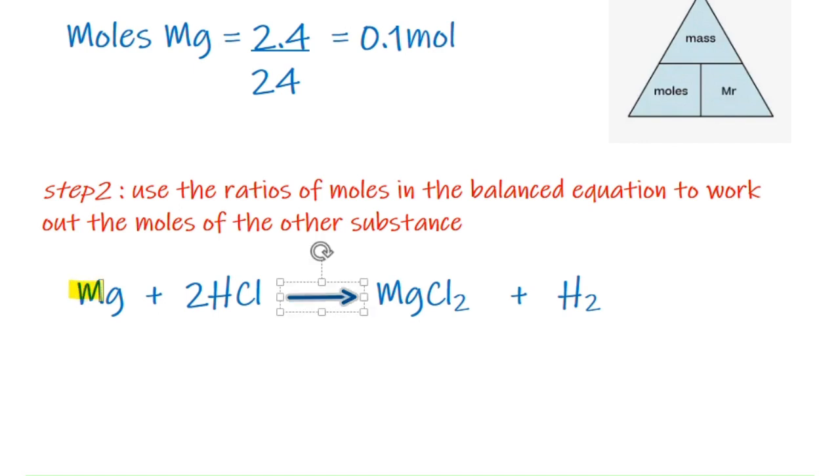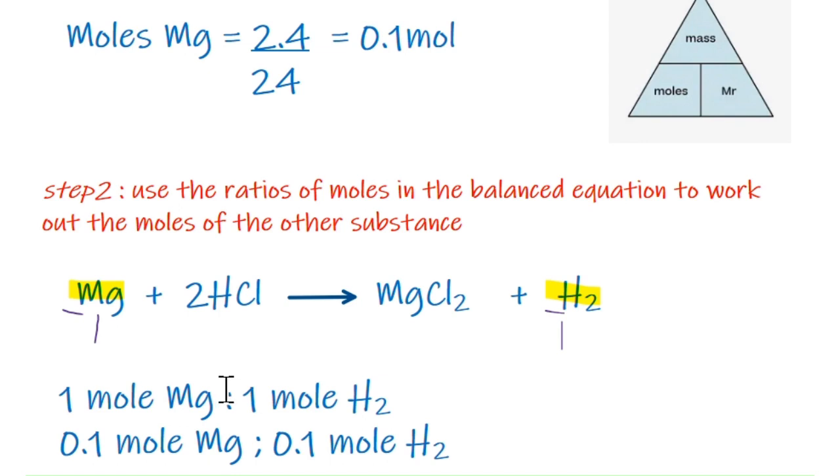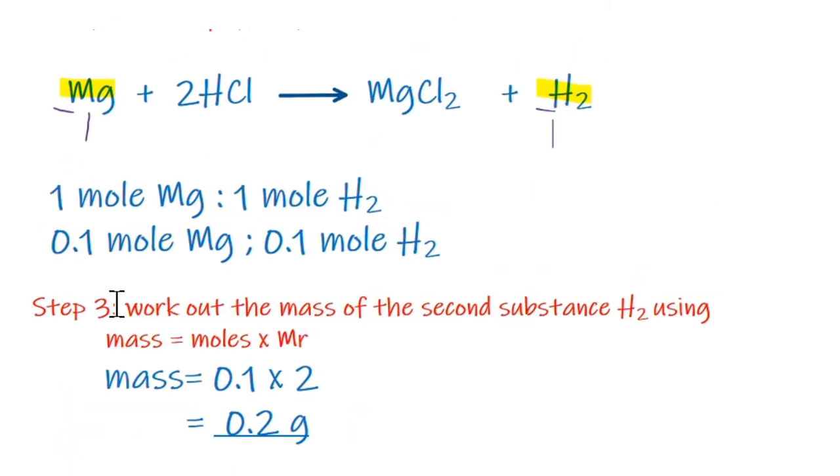Step 2. Use the ratios of moles in the balanced equation to work out the moles of the other substance. So we refer back to the equation. We're only interested in magnesium and hydrogen. If we look at the numbers in front, the number in front of magnesium is a 1, and in front of hydrogen is a 1, so it's a 1-to-1 ratio. So for every 1 mole of magnesium, there's 1 mole of hydrogen. So we can say that if there's 0.1 moles of magnesium, as in our first part of step 1, then there should be 0.1 moles of hydrogen.